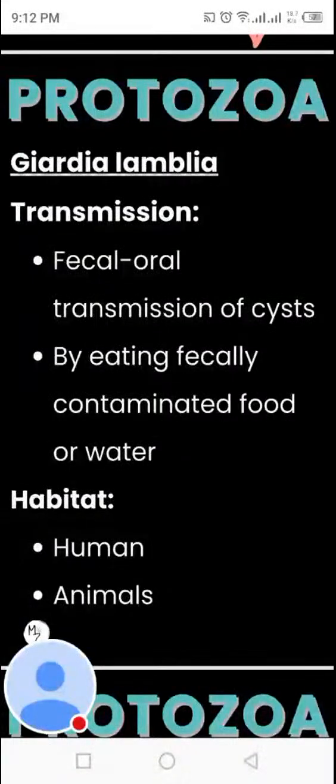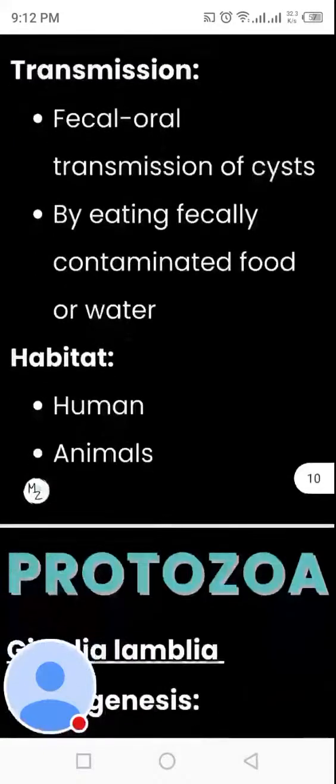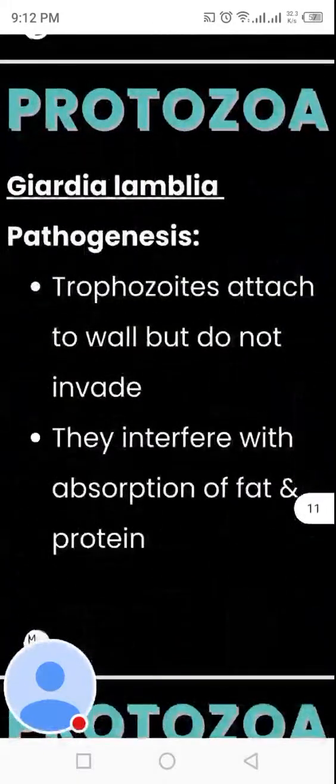Now let's talk about the transmission. Transmission of Giardia lamblia occurs by ingestion of cysts in fecally contaminated food or water, and its route of transmission is the fecal-oral route. Only cysts are transmitted, but sometimes trophozoites are also transmitted in food that is contaminated with the feces of a human that was infected with Giardia lamblia. Maybe not infected, maybe a carrier. Habitat of Giardia lamblia: humans and animals are its hosts. Is that slide clear to you guys? Or do you have any questions?